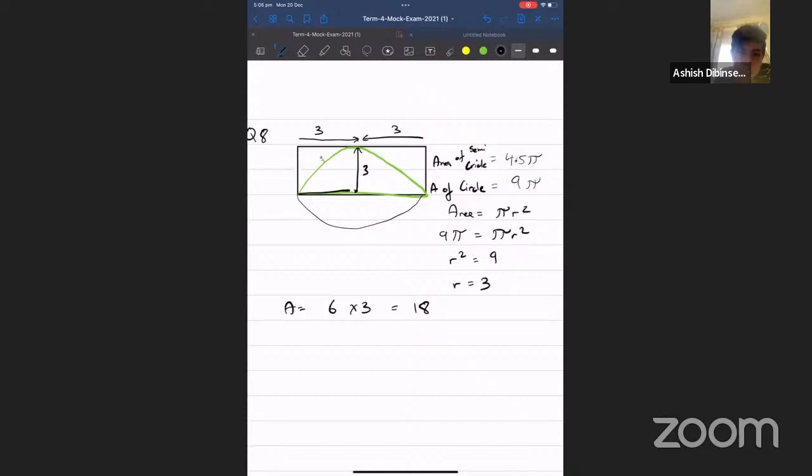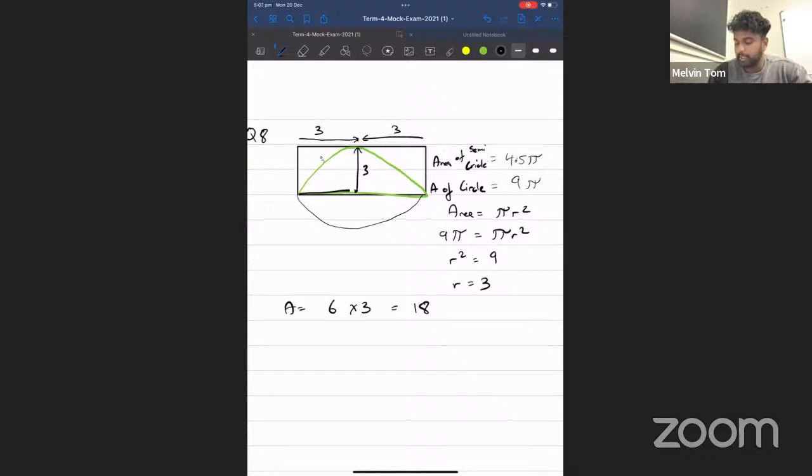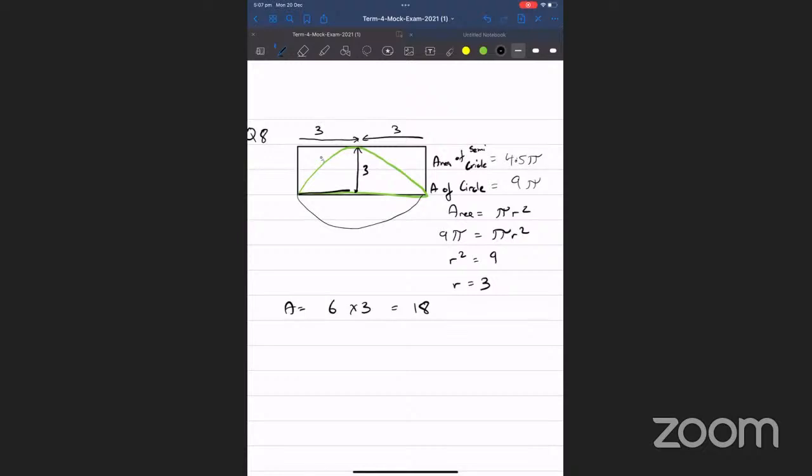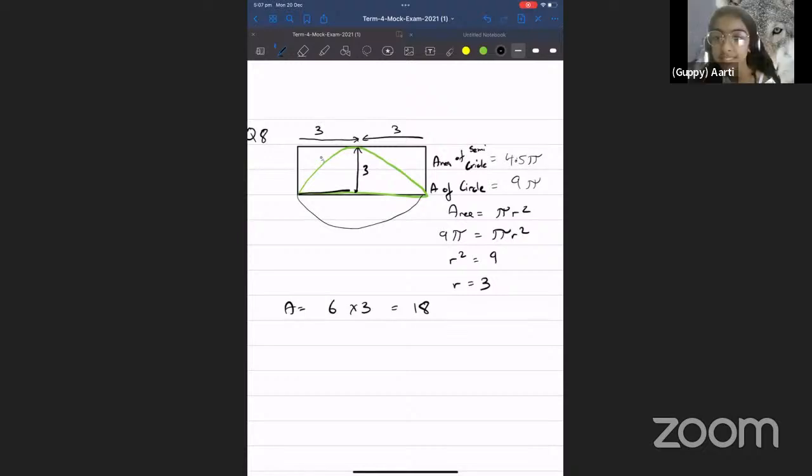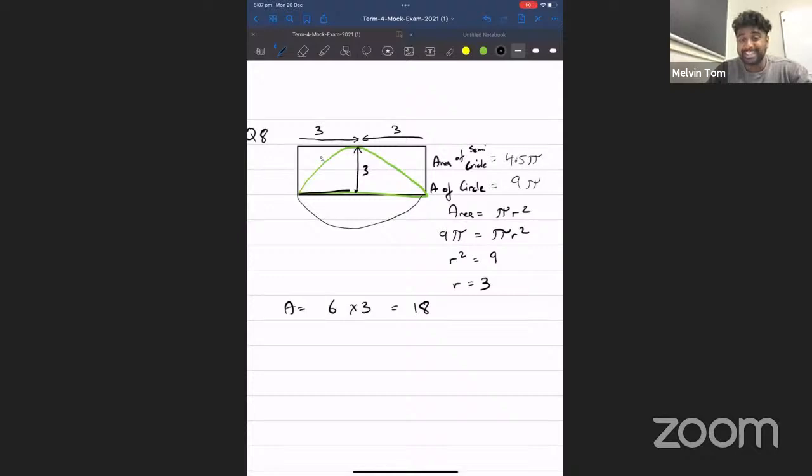Is there anyone not understanding why the area of the semicircle is 4.5, so the area of a circle is 9? If there's any single step you're confused about, let me know. Wait, where did you get the 9 from, Melvin?